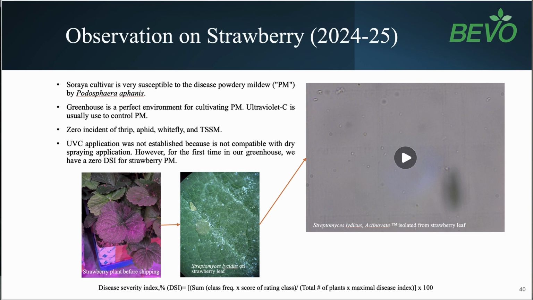And we have 0 DSI, which is a disease severity index I use to calculate the amount of fungal pests in the system. We have had 0 incidents. We started in December and went up to April, I believe. 4 months, no powdery mildew.